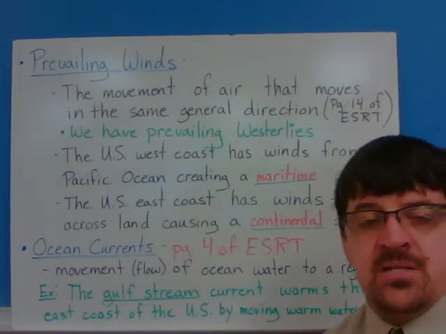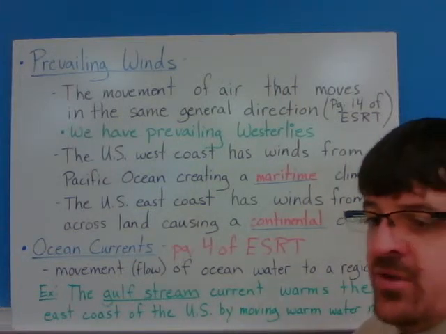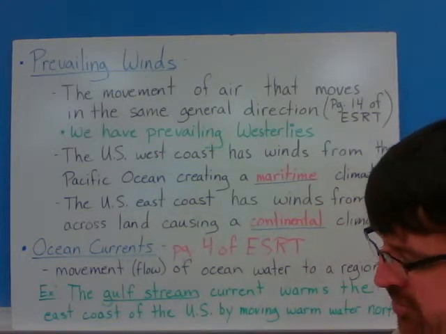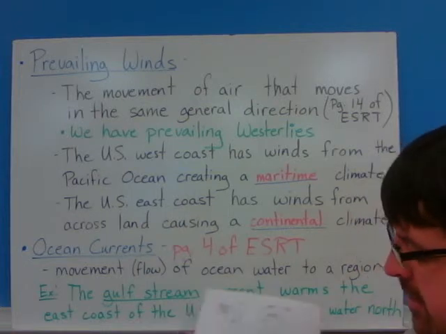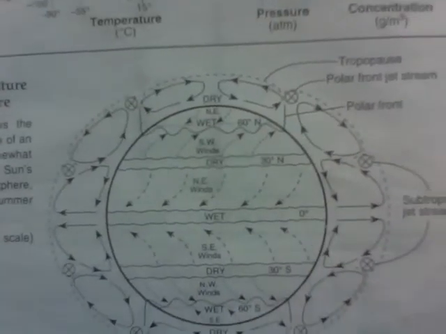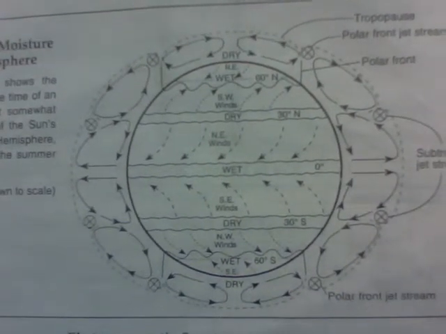Okay, your prevailing winds. There's a diagram on your reference table that shows where the prevailing winds are. This is page 14. I'll show you here really quick. That's the prevailing winds right there on page 14.